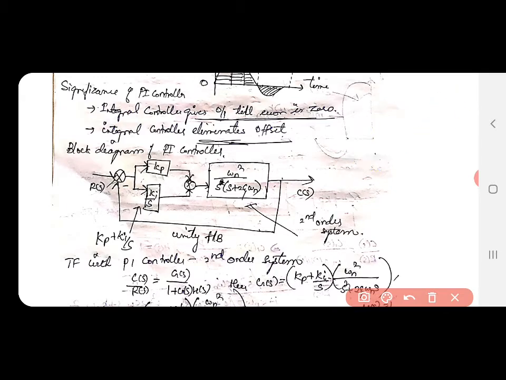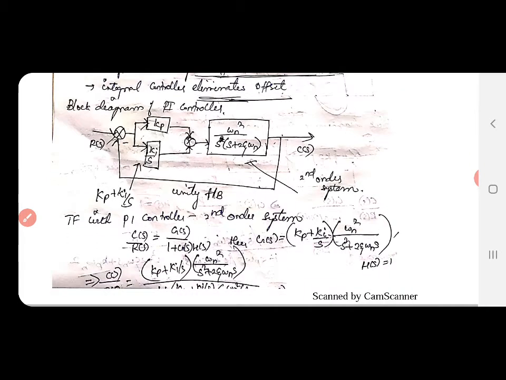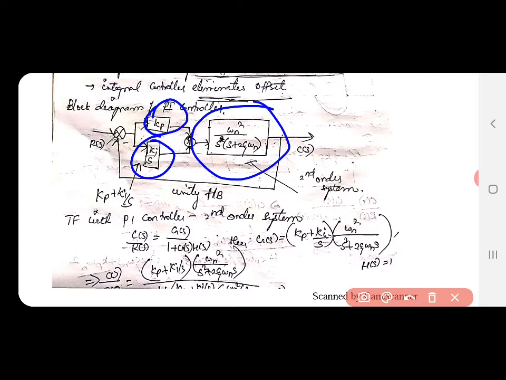Then we see the block diagram of the proportional integral controller. Here R(s) is the input, KP is the proportional controller, KI by s is the integral controller. Then this is given to omega n squared by s squared plus 2 eta omega n s. Then we need to find the proportional integral controller transfer function. C(s) by R(s) is equal to G(s) by 1 plus G(s)H(s). Here G(s) is equal to KP plus KI by s into omega n squared by s squared plus 2 eta omega n s, and then the denominator coefficient.